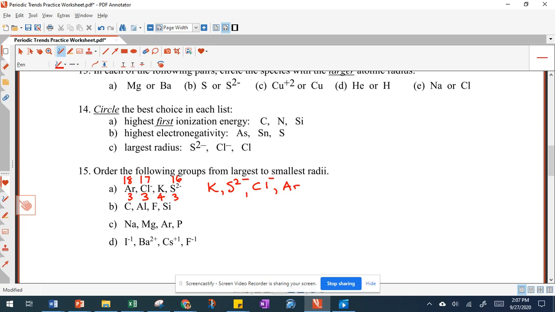Okay, so let's look at another one. Let's go down here. We have iodine. Iodine has 5 energy levels when it's an ion. Barium also has 5 energy levels when it's an ion. Cesium also has 5. Fluorine only has 2, as a neutral atom and as an ion. So fluorine is going to be the smallest since it only has 2 energy levels.